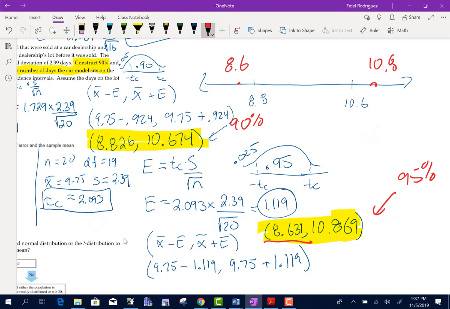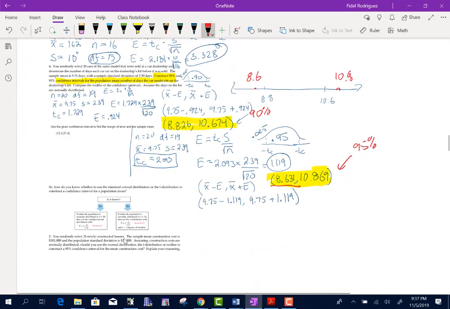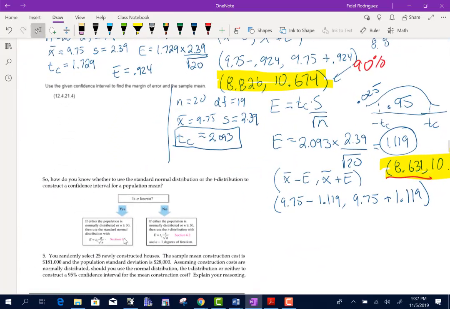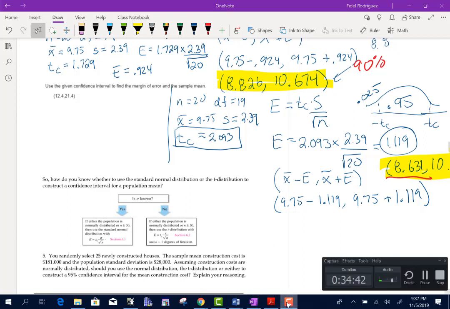So guys, I'm going to stop it right here, and then we will finish up the rest of it on Thursday. Okay. So look, I'm going to do this real quick. Un momento, por favor.